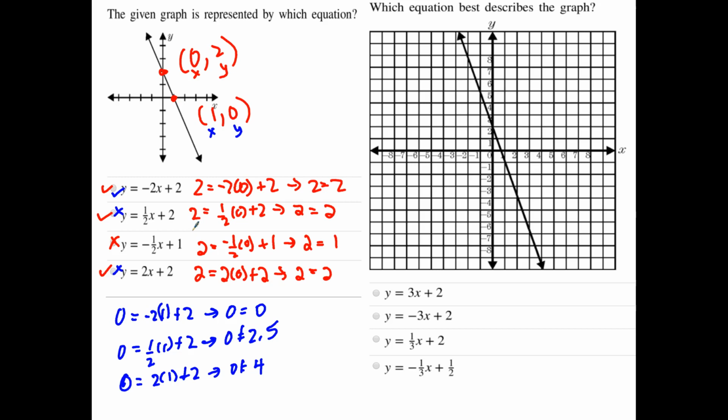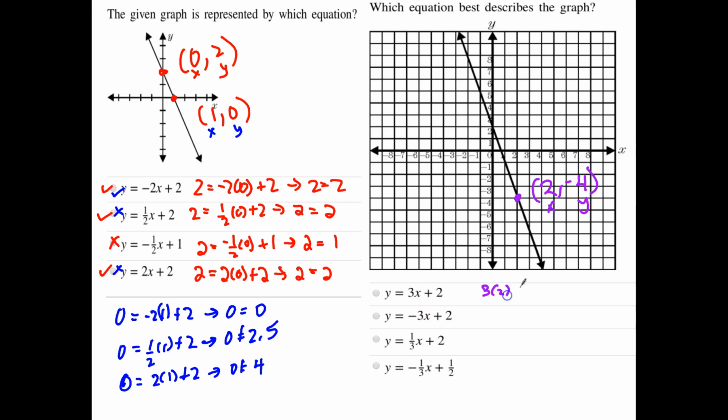All right. In that same vein, we're not going to use 0, 2 for the next one. We're going to actually pick another point. Let's pick 2, negative 1, 2, 3, 4. 2, negative 4. This point is 2, negative 4. So on all of these, when I plug in 2 for my x, I should get negative 4 for my y.